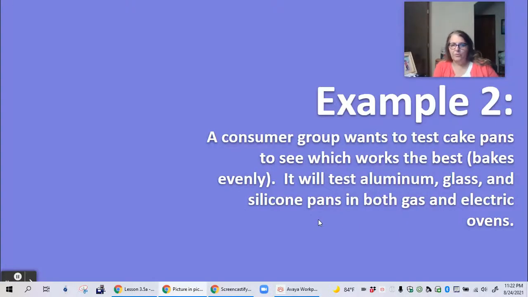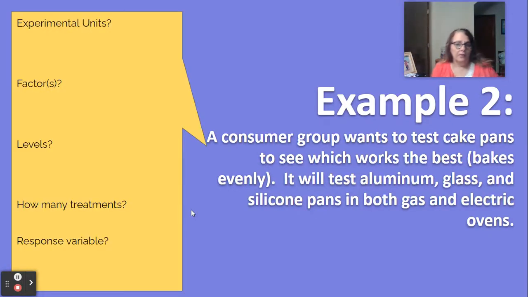It says a consumer group wants to test cake pans to see which works best and bakes evenly. It will test the aluminum, the glass, and the silicone pans in both gas and electric ovens. What is it that I'm actually going to use as my subject? Well, I'm testing cake pans, so obviously I'm going to have cake batter.